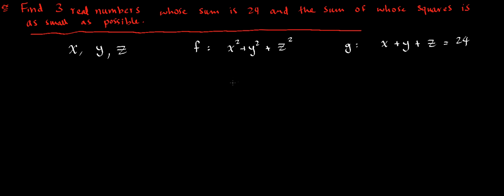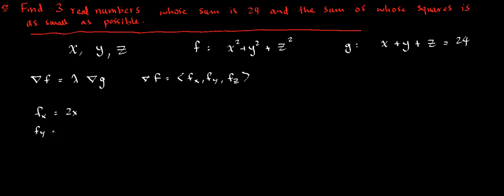So now we have the function, we have the constraint. Let's do the Lagrange multipliers. So again, Lagrange multipliers says that the gradient of the function is equal to lambda times the gradient of the constraint. So the gradient of the function is just this vector fx, fy, and fz. So we'll compute fx, it's just going to be 2x, fy is going to be 2y, fz is going to be 2z, and gx is going to be 1, gy is 1, and gz is equal to 1.